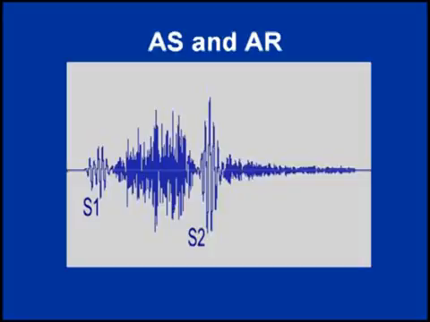In summary, aortic stenosis usually presents with a late peaking, diamond-shaped murmur heard best at the second right intercostal space. When this murmur is accompanied by an ejection click, it suggests a bicuspid aortic valve. Listen once again to the murmur of combined aortic stenosis and regurgitation.